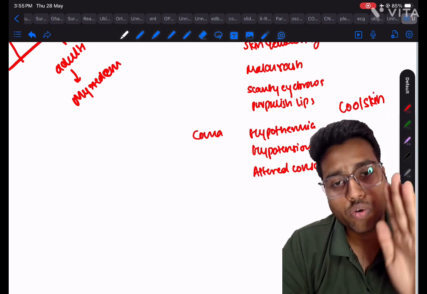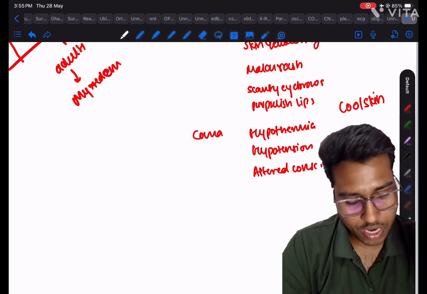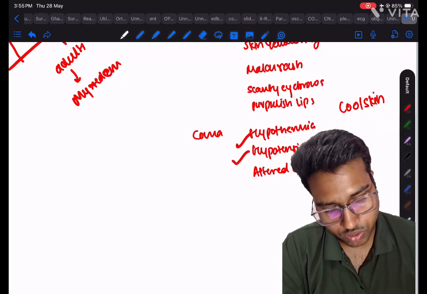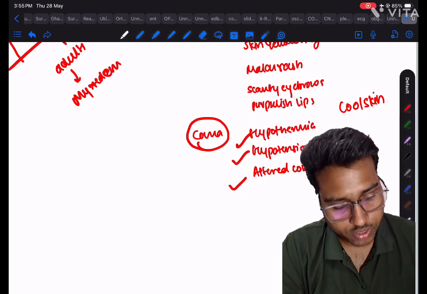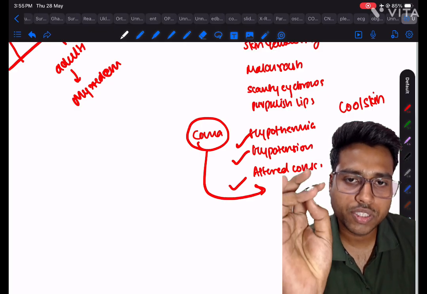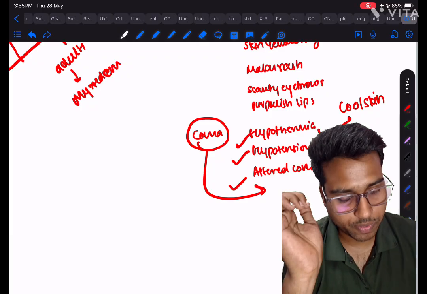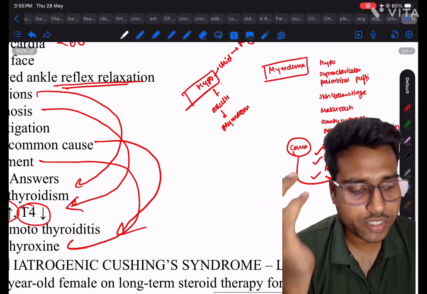What is myxedema coma? We add to myxedema hypothermia, hypotension, and altered consciousness. What happens in coma? Consciousness is altered. So hypothermia, hypotension, and altered consciousness. What is hypothermia? I said cool skin. Okay, so we have to treat the patient accordingly.